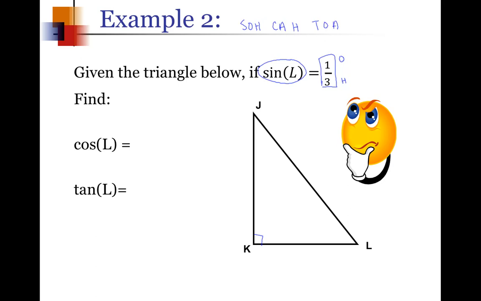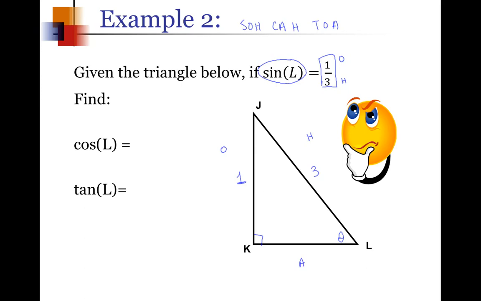Right? So here's my reference angle, L. Opposite is 1 over the hypotenuse, which is 3. So this is opposite, this is hypotenuse. How can you find the adjacent? I feel like we did this on the warm-up, right? Because we're going to need it in order to figure these out.